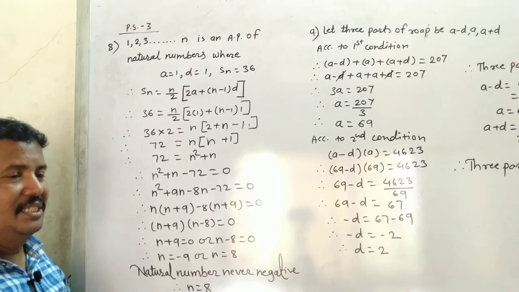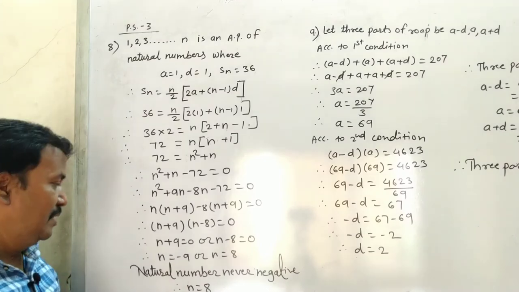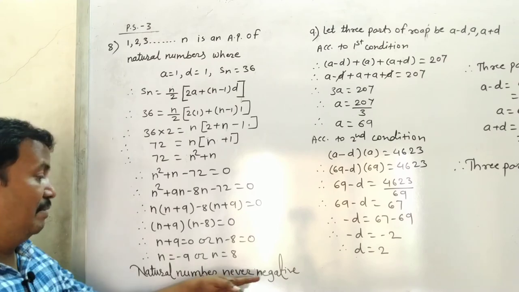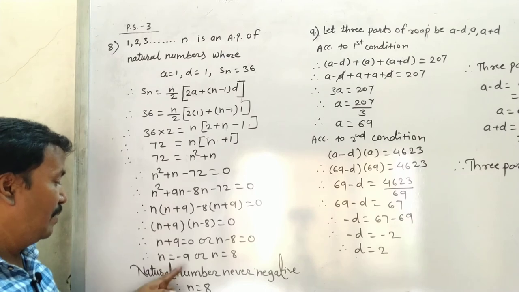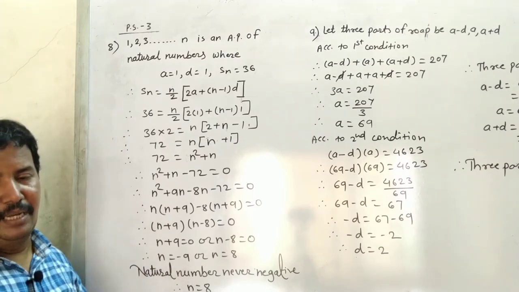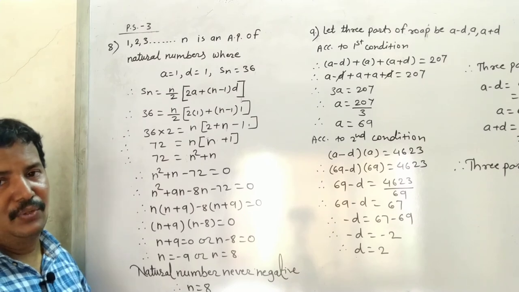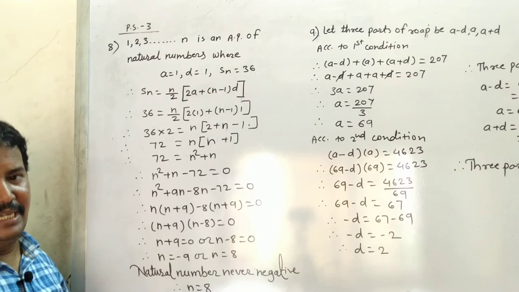But our condition is numbers are natural numbers. Natural number never be negative. Natural number kabhi bhi negative nahin ho sakta. So n is equal to minus 9 nahin aa sakta. N is equal to kya aayega? 8. Matlab 1 to 8 number jo hai, unko agar tum log plus karoge to answer aayega 36.